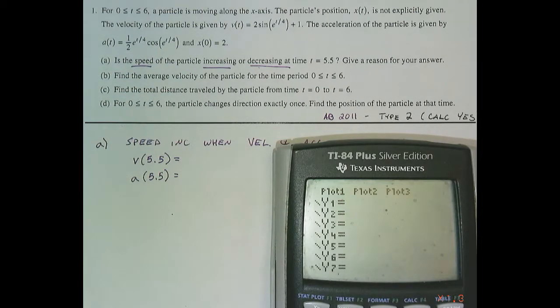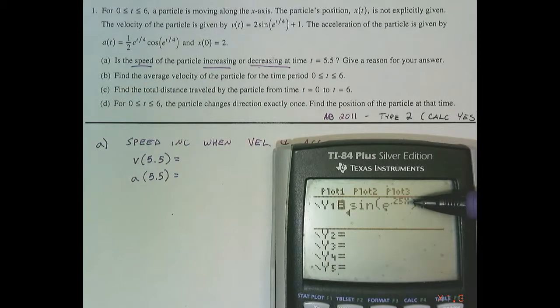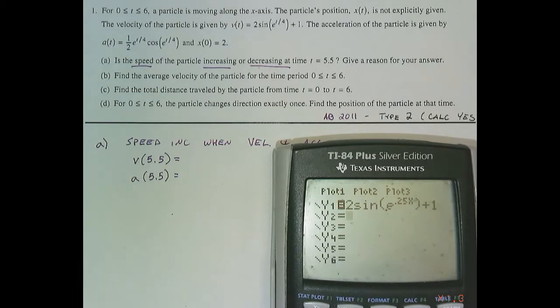Okay, I'm going to use the y equals for evaluating in case I need to use these functions more than once. So 2 sine of e to the t divided by 4 plus 1. I'm using the variable x because we're in function mode, but it'll still evaluate the same. And instead of writing divide by 4, I just put 0.25. Okay. The acceleration equation is 0.5 e to the 1/4 t times cosine of e to the 1/4 t.